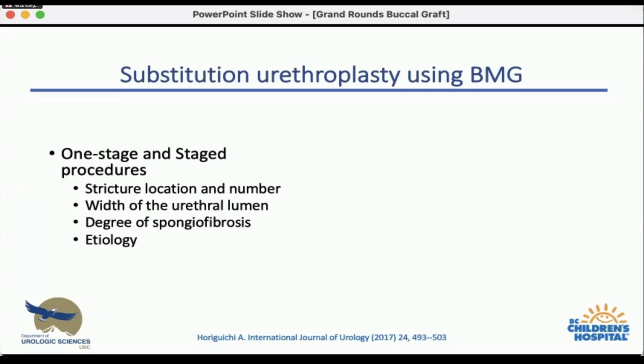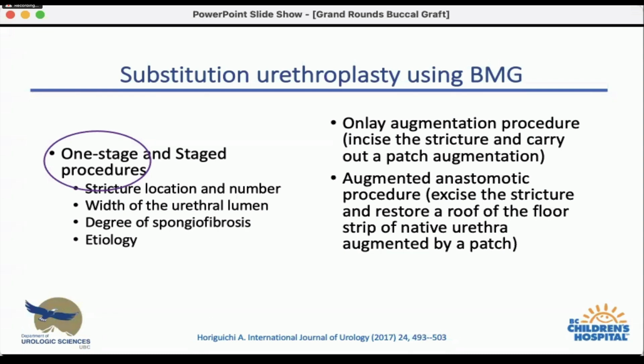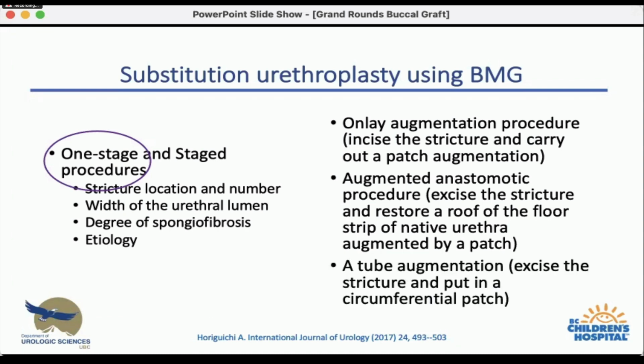Surgical procedures of substitution urethroplasty are categorized into one-stage surgeries and staged procedures. And the appropriate procedure for each stricture depends on the stricture location, the number, the width of the urethral lumen, the degree of spongiofibrosis, and the etiology. There are 3 potential options for a one-stage procedure: the inlay augmentation procedure, the augmented anastomotic procedure, and finally, a tube augmentation. Now, one-stage tube augmentation has a high risk of stricture recurrence, regardless of the stricture location, and we should avoid this one.